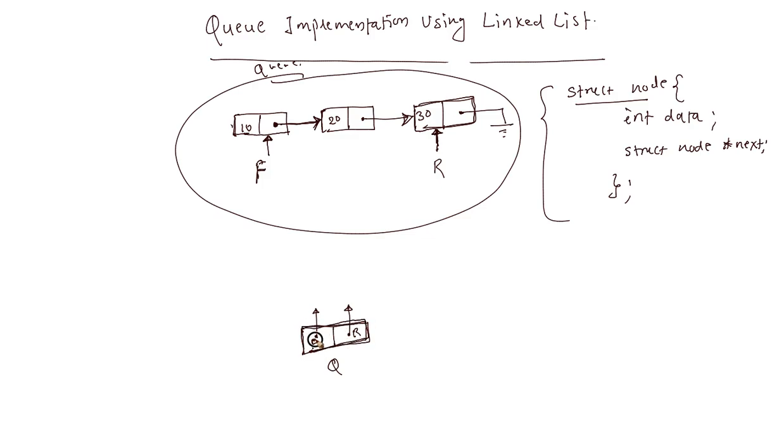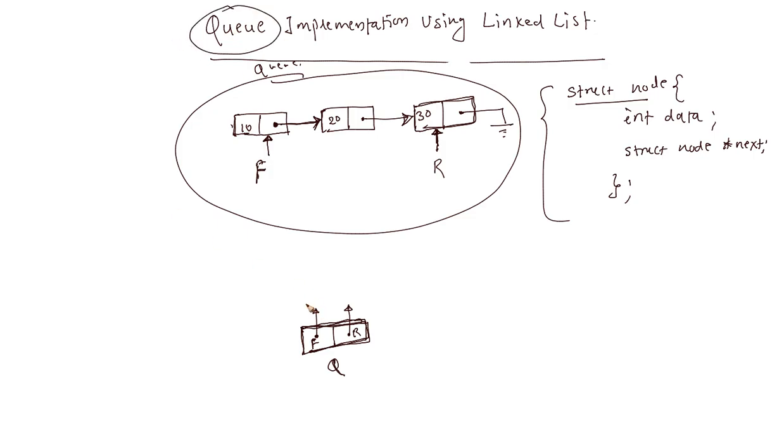Right, this is an abstract data type. I can create this variable by using a structure. So f is a pointer, r is a pointer. Both are struct node type pointers. So I am putting those inside a single variable called q, and that q variable is nothing but the queue which we are talking about.